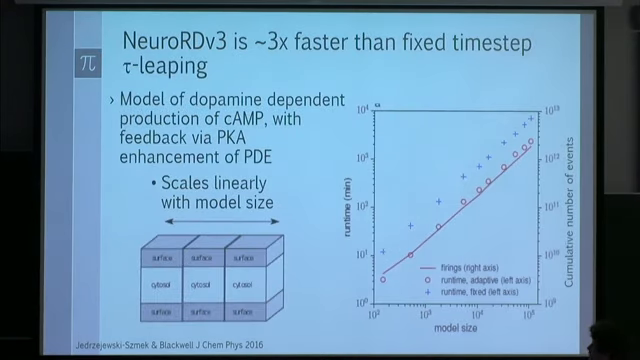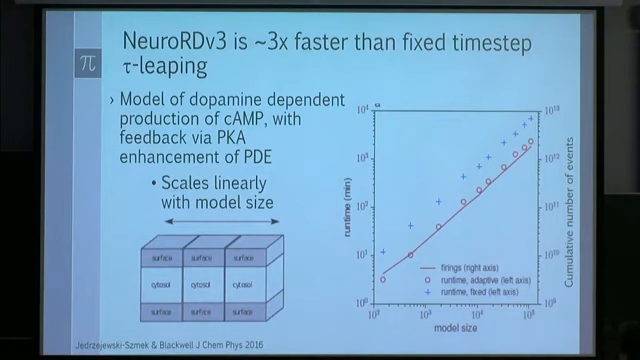Okay, so then we used a much larger model, which was dopamine-dependent production of cyclic AMP, activating protein kinase A, which then phosphorylated phosphodiesterases, which reduced the cyclic AMP. So really just a fraction of the model that I'll be showing you later. And then we would implement that in either 3 or 6 or 9 voxels, so we would scale this model.